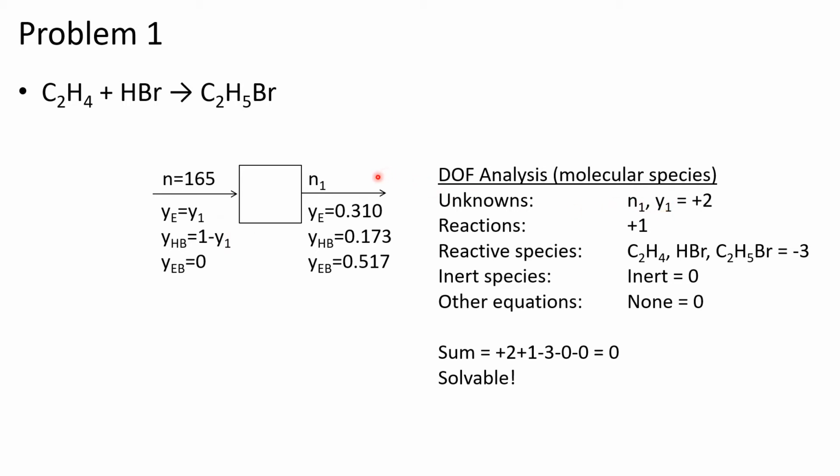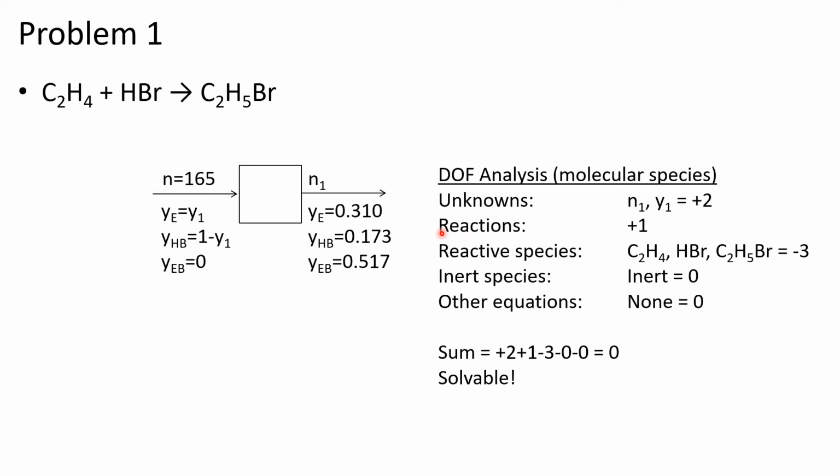If we look at the outlet from the reactor, the flow rate is unknown, n sub 1, and that's been added to the list of unknowns over here. The composition of the stream is completely known. We know values for all of the mole fractions of the species. So the total number of unknowns is 2.